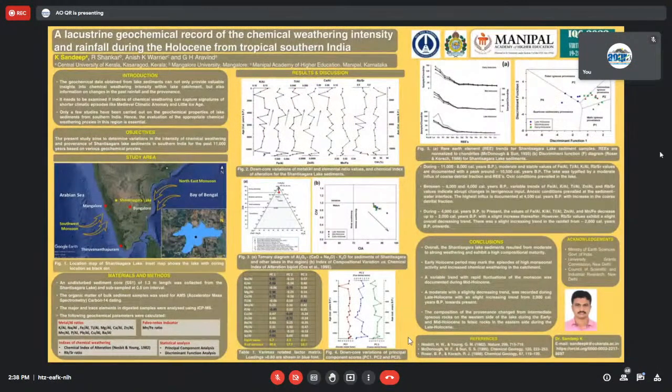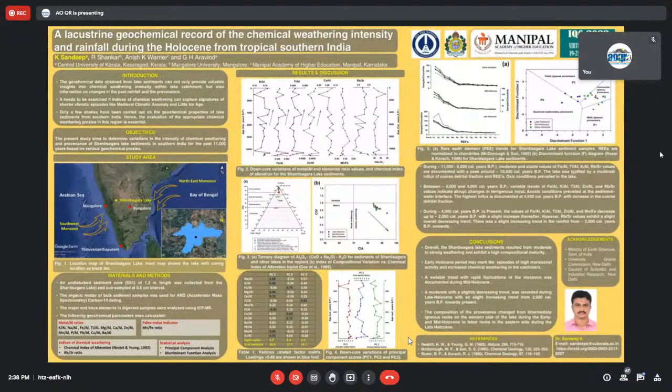So regarding the chemical weathering intensity, the early Holocene phase was characterized by a moderate influx of fine detritals with a peak around 10,500 cal yr BP. All of the metal aluminum ratios and rubidium strontium values indicate a peak during this period, which points towards very high rainfall during this period. So the catchment area experienced moderate to high rainfall during this period.